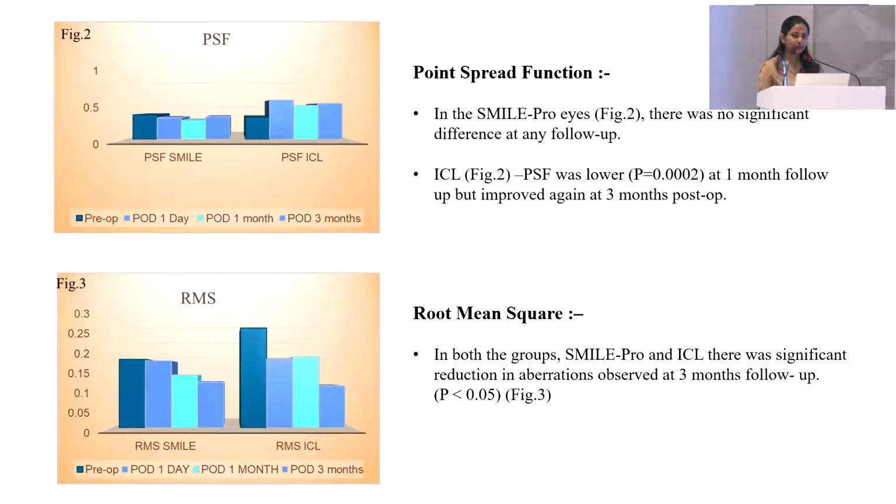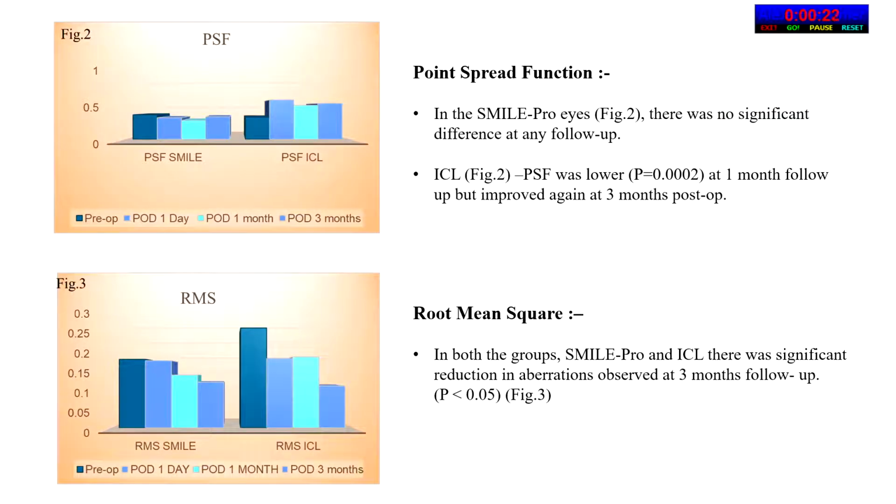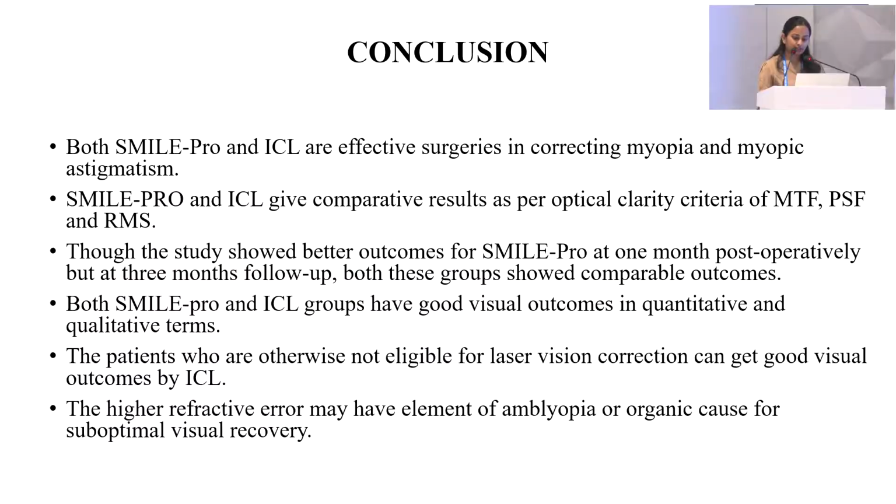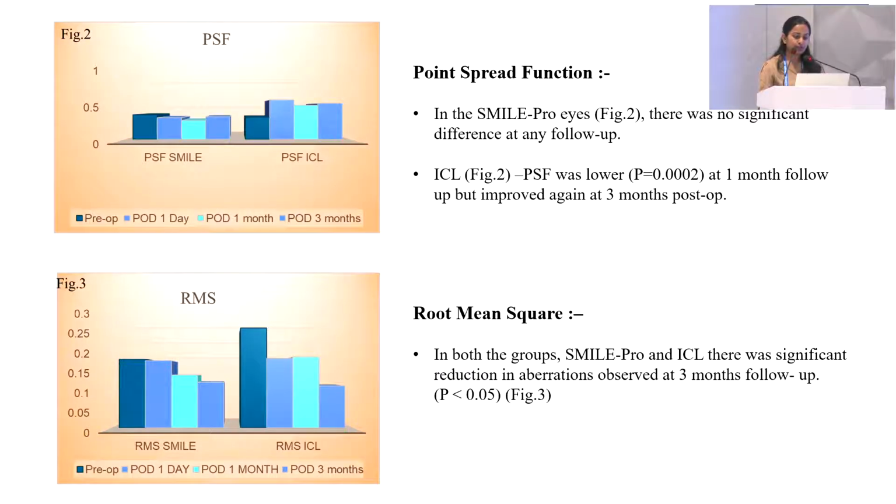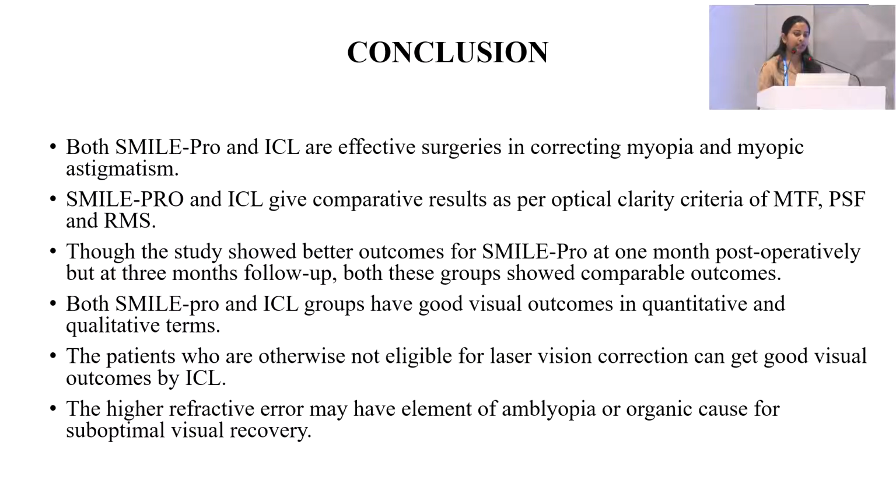In the point spread function, in the SMILE eyes, there was no significant difference at any follow-up. In the ICL group, PSF was lower at 1 month follow-up but it improved again at 3 months. In the root mean square values, in both groups, SMILE and ICL, there was significant reduction in aberrations observed at 3 months follow-up. In the conclusion, both SMILE and ICL are effective surgeries in correcting myopia and astigmatism.